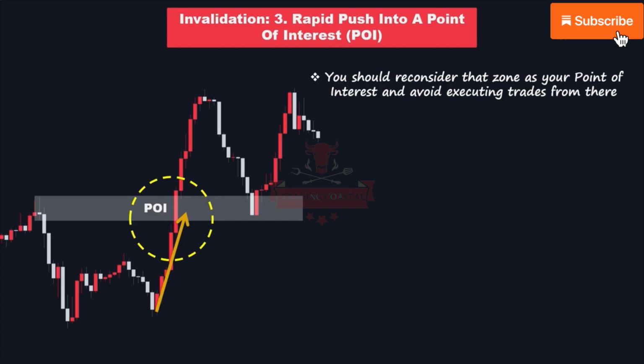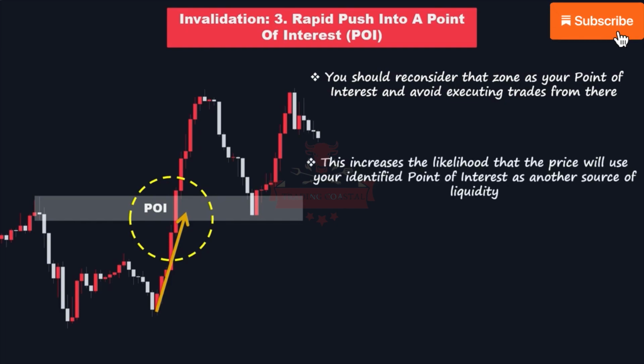The rapid and massive move toward that area could keep pushing the price upward as it sweeps up buy-side liquidity, increasing its speed and volatility. This increases the likelihood that the price will use your identified point of interest as another source of liquidity.